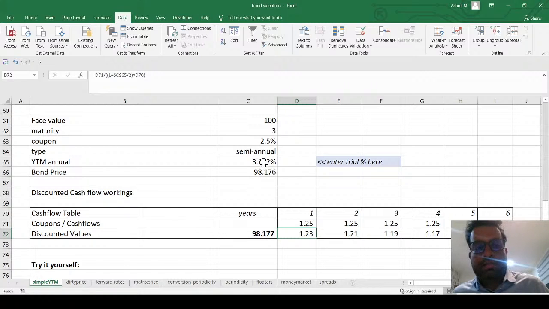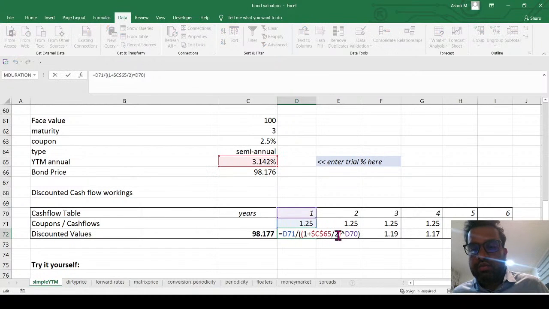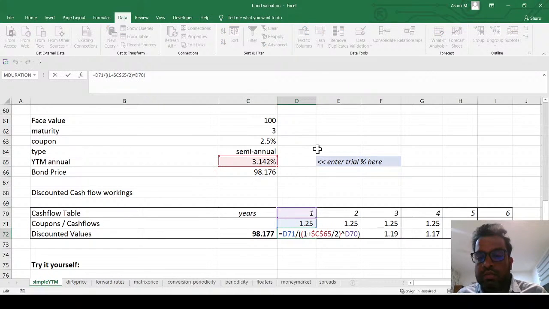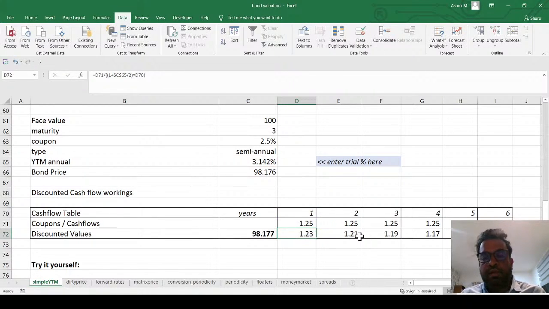If you don't divide here by 2, you will get a semi-annual YTM. How to convert a semi-annual YTM? Just multiply by 2, as simple as that, but do it consistently. If you take annual YTM, when you're discounting, it should have divide by 2, or whatever periodicity is, you break up that yield and do the discounting. It's quite simple that way.